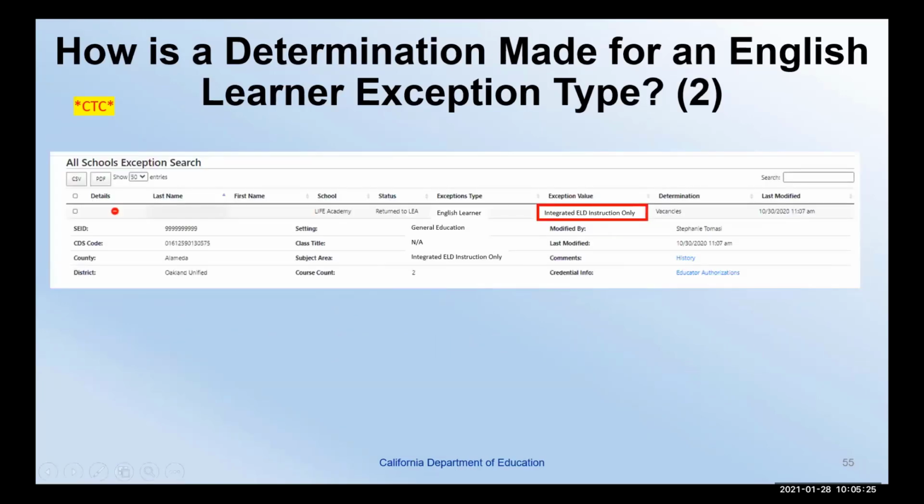And this one is going to say English learner in the exception type, and then it's going to list basically the education service value in the exception value as well. In most cases, it's going to match exactly what's in CalPADS. This one is integrated ELD only.